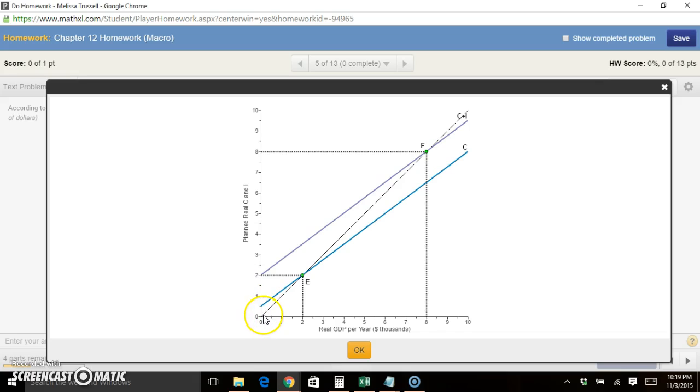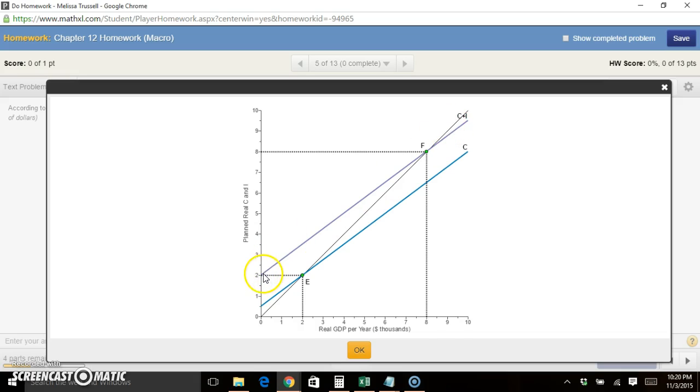And remember from algebra that this line, the skinny black line here, is at 45 degrees, which in algebra is the line that if you were to graph y equals x, right? So this is the y equals x line, which for our graph is where planned real C&I equals real GDP. So we know that our equilibrium is going to be somewhere on that line, because that's the definition of our equilibrium, where C plus I equals GDP. So it's got to be on this y equals x line, right?